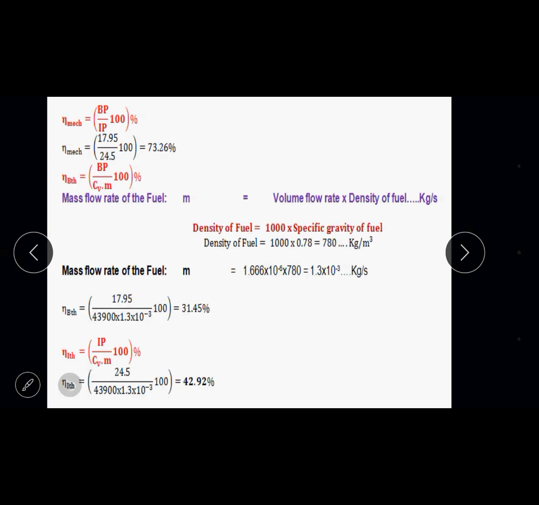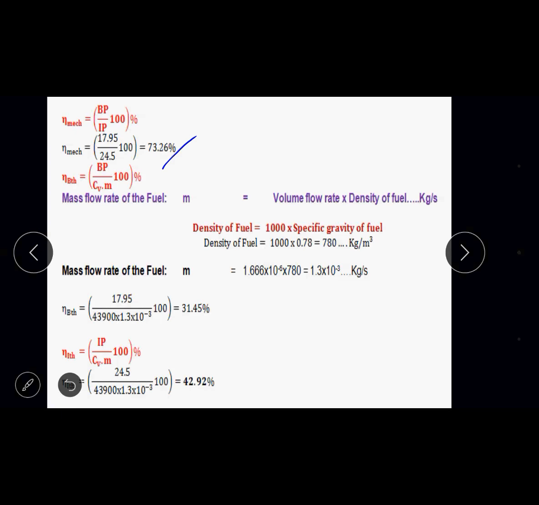First, efficiency. Mechanical efficiency is output power by input power, BP by IP into 100. So we have found BP and we have found IP, so substitute, and you will get it as 73.26%.